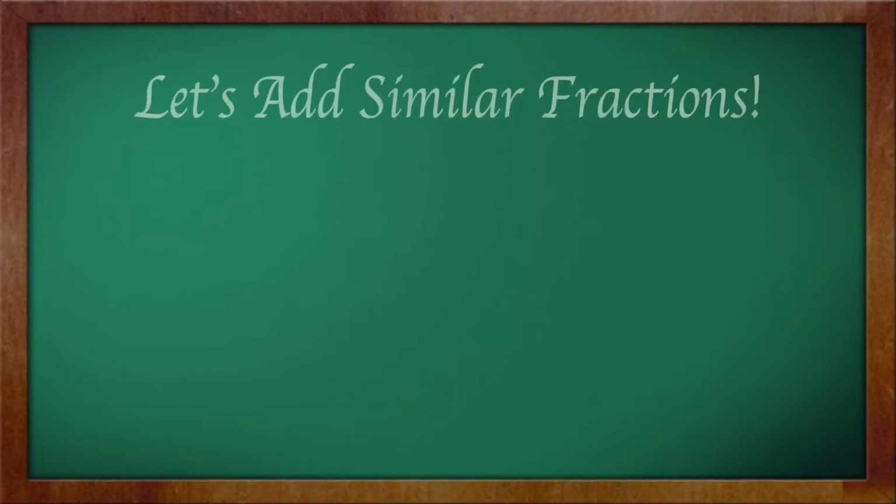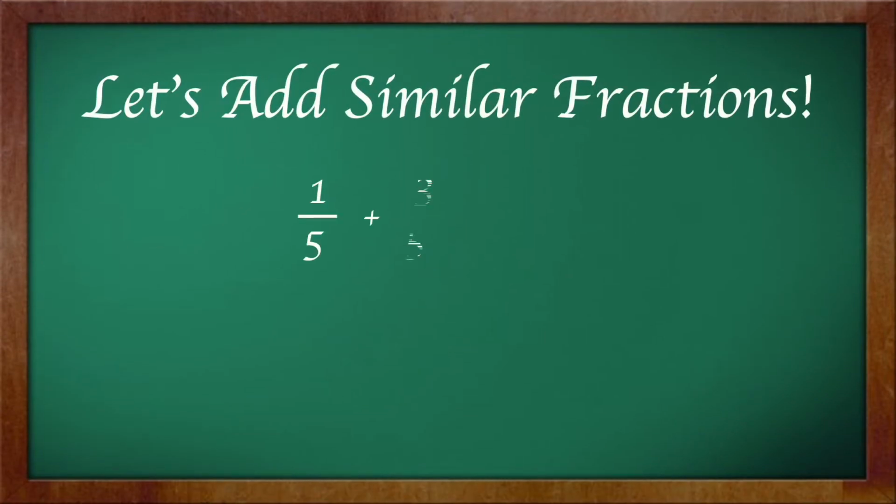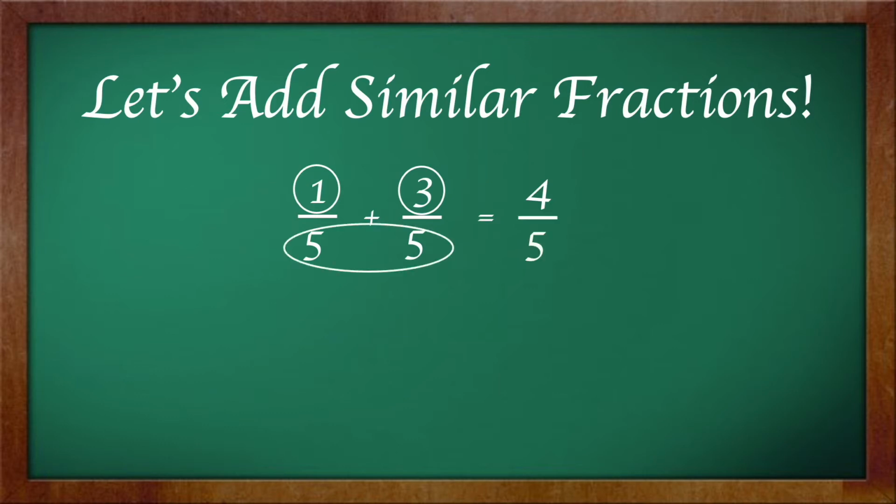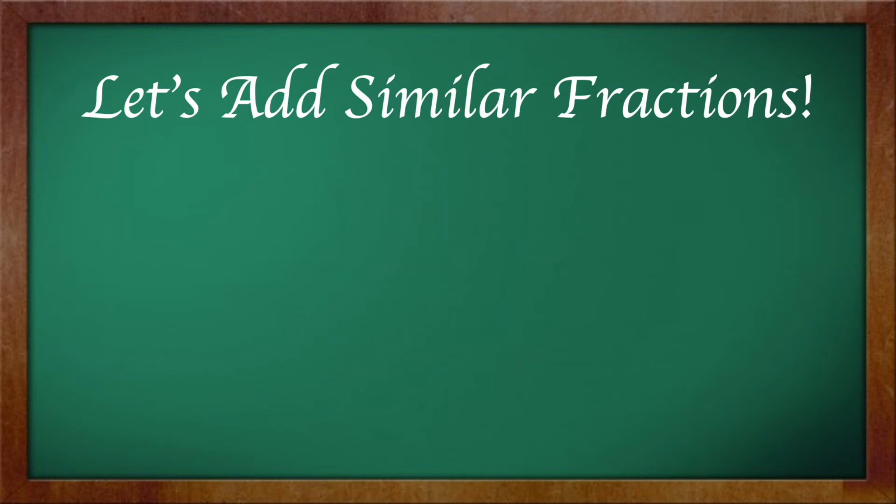Now, let's add some similar fractions. 1/5 plus 3/5. Add the numerator, 1 plus 3 is equal to 4. Then just copy the common denominator, 5. Another example is 3/9 plus 4/9. Add the numerator, 3 plus 4 is 7. Then just copy the common denominator, 9.